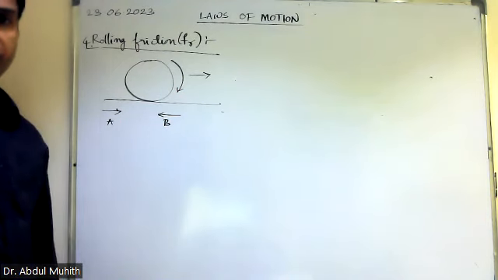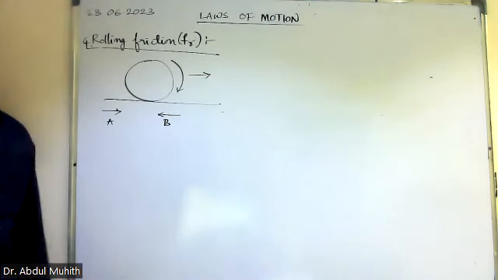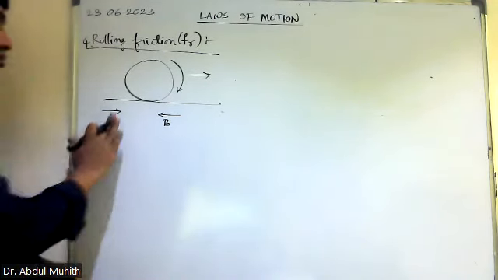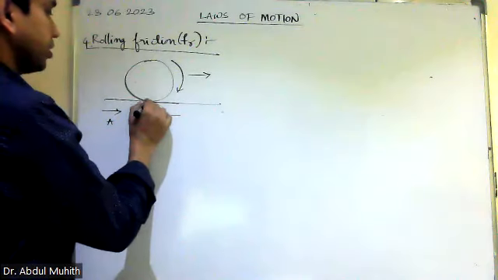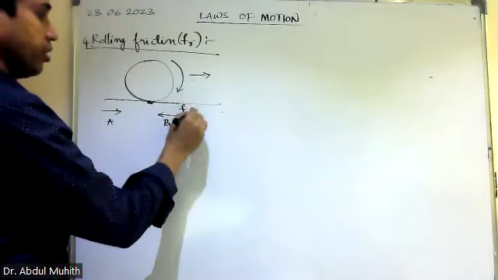The direction of the frictional force, should it be A or should it be B? B. Yeah, it is B. Okay, the frictional force is like this. This is the frictional force Fr. Fr is the frictional force.